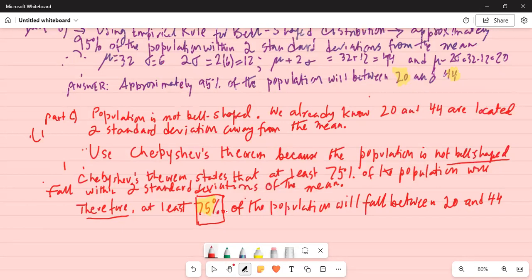Okay, so that is the end of the problem. The important tip I wanted to give you is that if you have a bell-shaped distribution, then remember the rule is 68, 95, and 99.7: 68% for one standard deviation from the mean, 95% for two standard deviations, and 99.7% for three standard deviations. And if the population distribution is not normal, then we use Chebyshev's theorem, which states that at least 75% of the population will fall within two standard deviations of the mean.